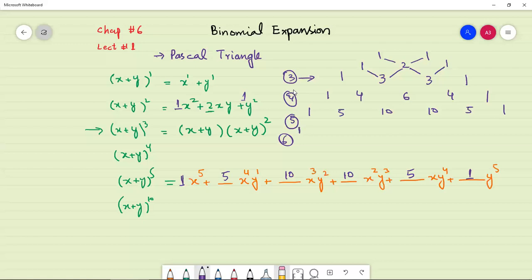1 plus 5, 6. Like this. 5 plus 10, 15. Like this. 10 plus 10 would become 20. Write down in the middle, 10 plus 10, 20. 10 plus 5, 15. Always in the middle. Then 5 plus 1 is 6, and then at the end is 1. So in this way, you can expand the expression if there is any x plus y whole power 6.